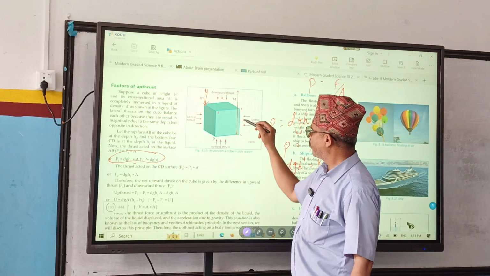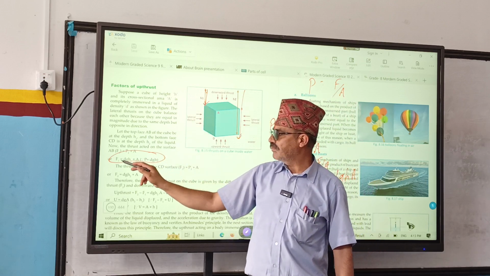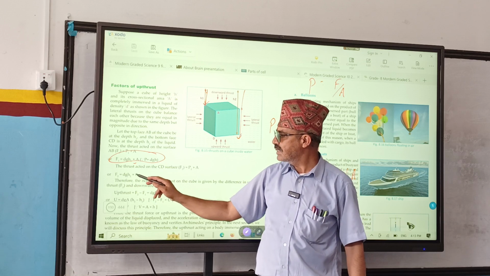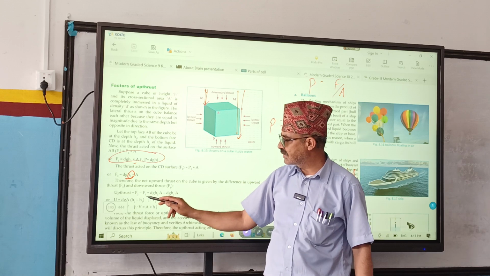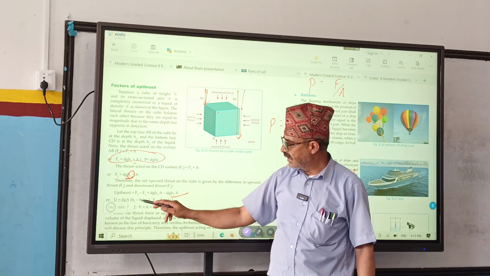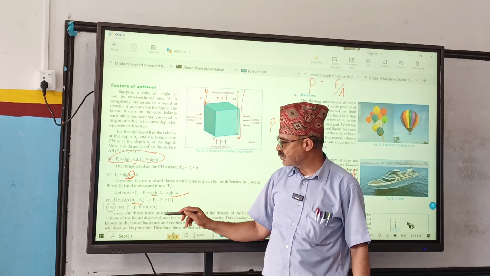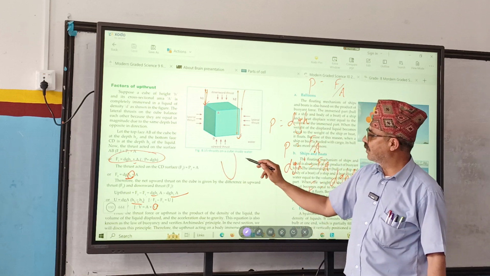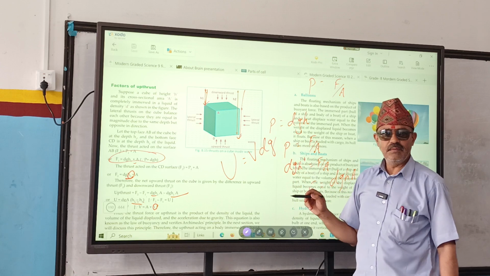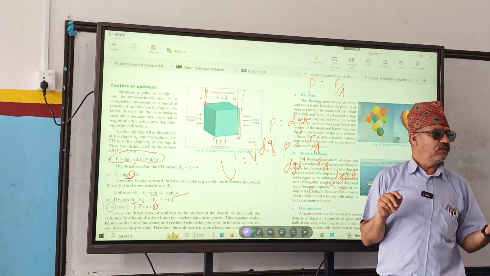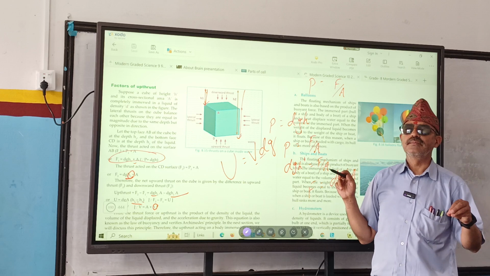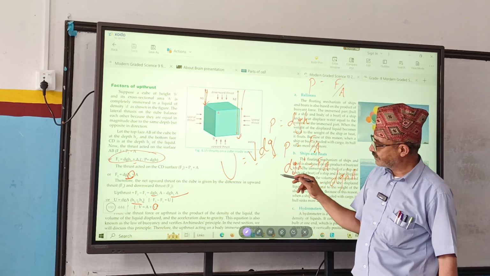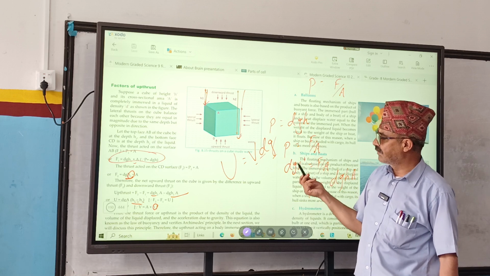This height is h1. And for the second one, what is the height? h2. That's right. Downward thrust F1 equals dgh1A. Upward thrust is how much? dgh2A, where h2 means the height is different. When you subtract, upthrust equals F2 minus F1, that is dgh2A minus dgh1A. Then dgA is common, so h2 minus h1, which is height. Then what is the formula to calculate upthrust? U equals V dg. What is V? Volume immersed. What is d? Density of liquid. What is g? Acceleration due to gravity. These things we have to remember here.